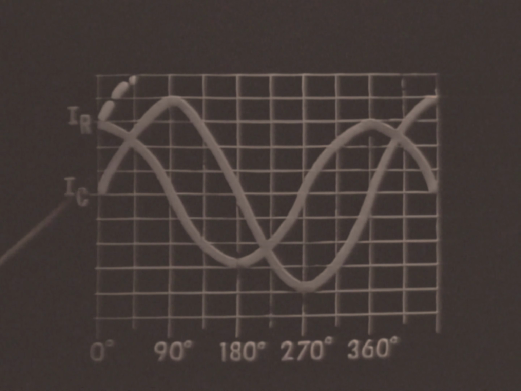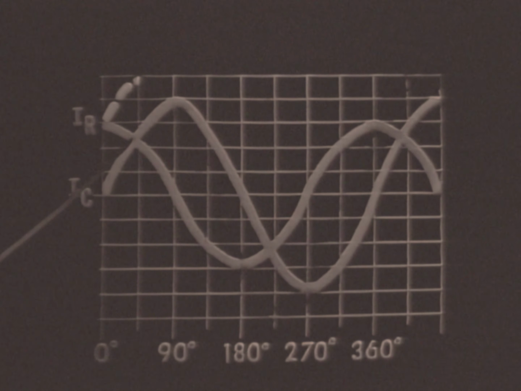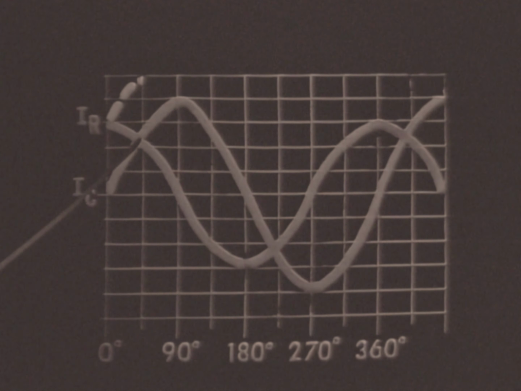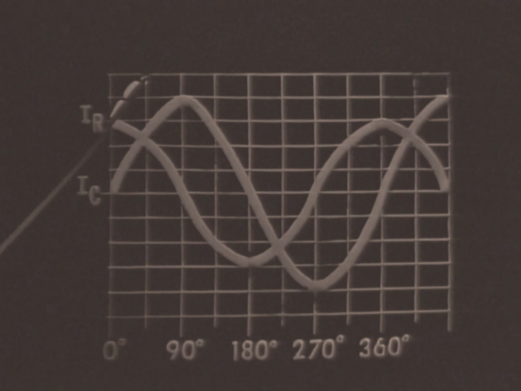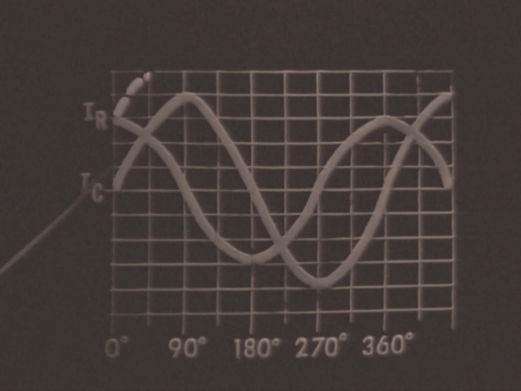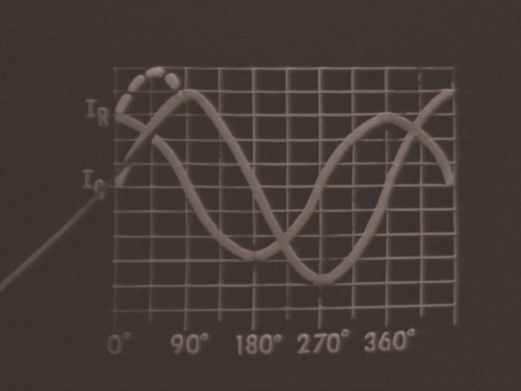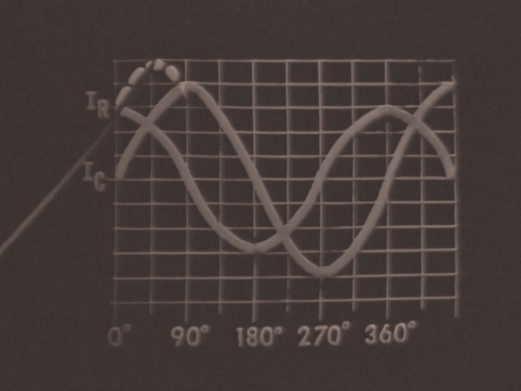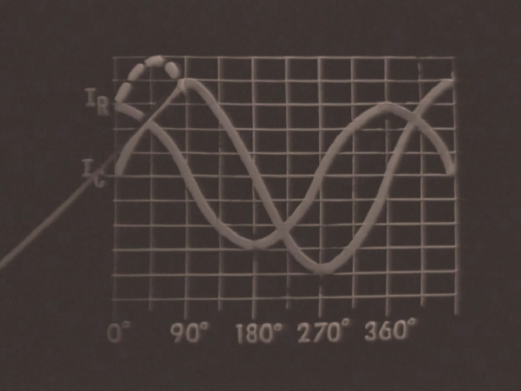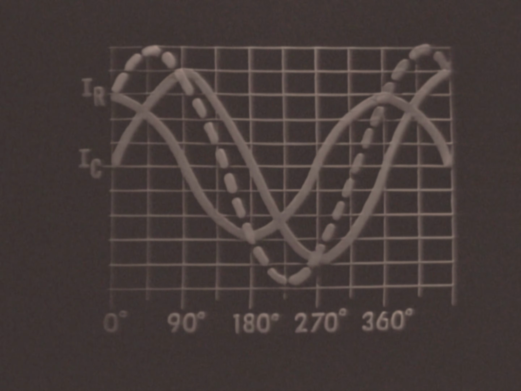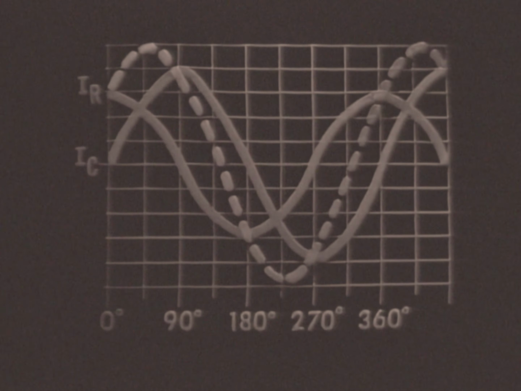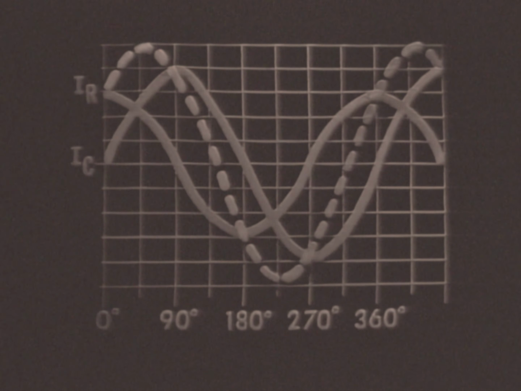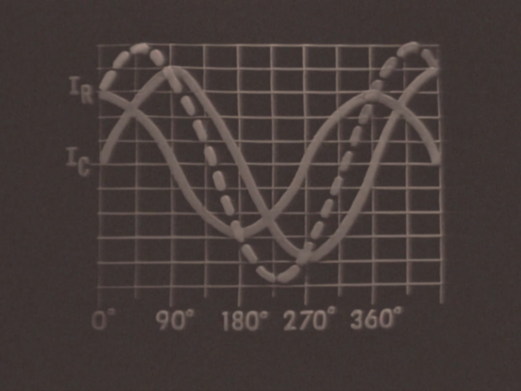At 45 degrees, IR is now about 25 milliamps and IC about 25 milliamps. Thus, the resultant, or the total current, would be 50 milliamps. And at 90 degrees, we see that IR is 0, IC is 40 milliamps, so that would be the value of the resultant current, and so on throughout the rest of the cycle. And we find that the total current is greater than either of the branch currents and less than the arithmetical sum, and also the phase difference is something less than 90 degrees.